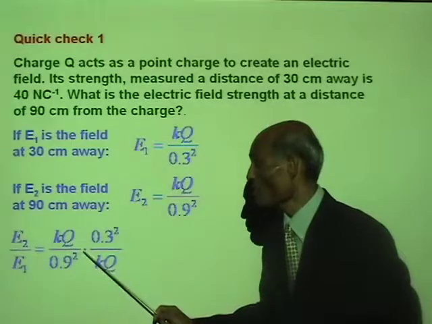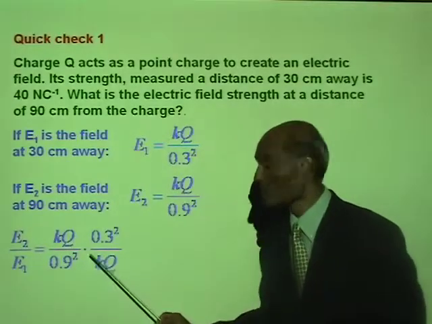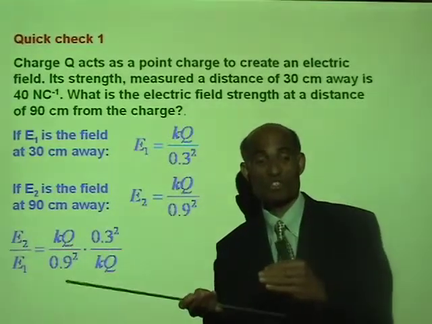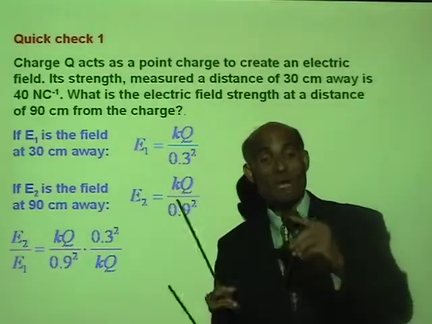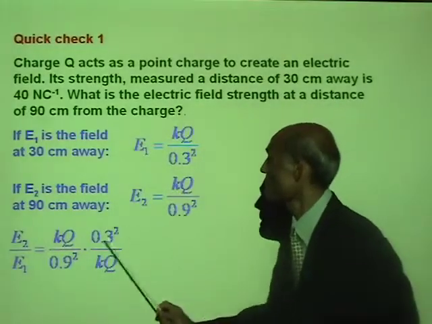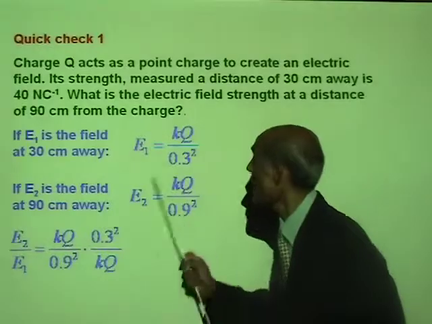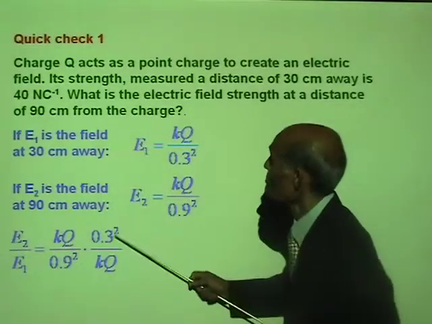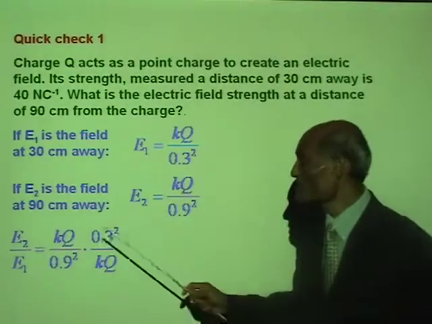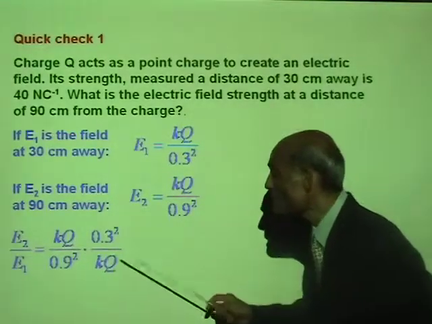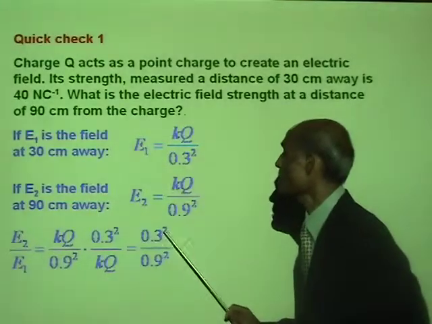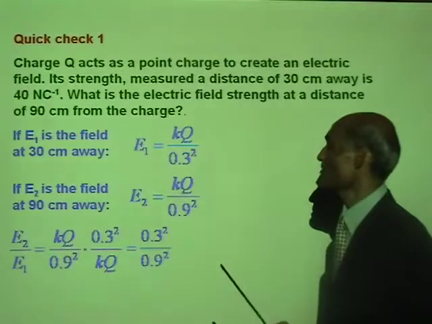Now you notice, where did that multiplication come from? It's supposed to be divide. Now dividing by a fraction is the same as multiplying by its reciprocal. So it will be KQ divided by 0.9 squared times the reciprocal of this, which is 0.3 squared divided by KQ. Now in doing so, KQ and KQ will cancel. So that gives me 0.3 squared over 0.9 squared.